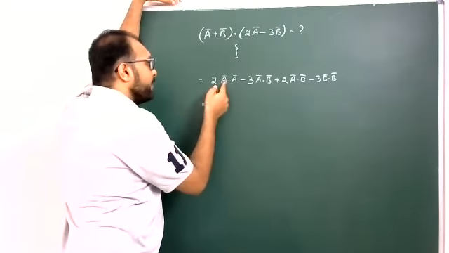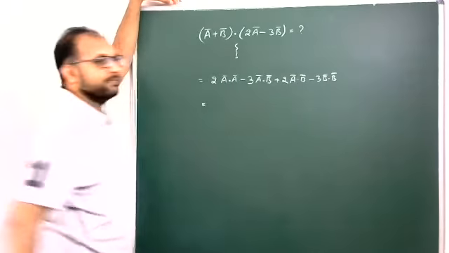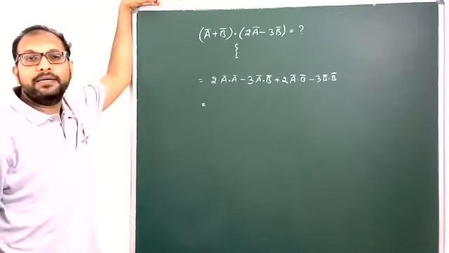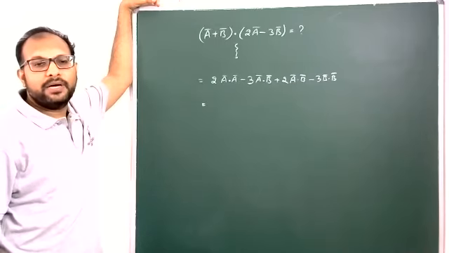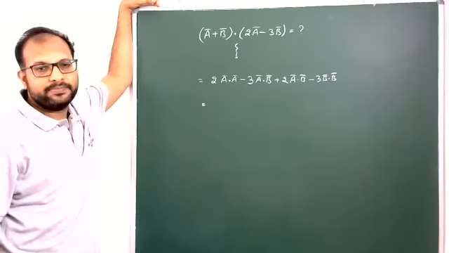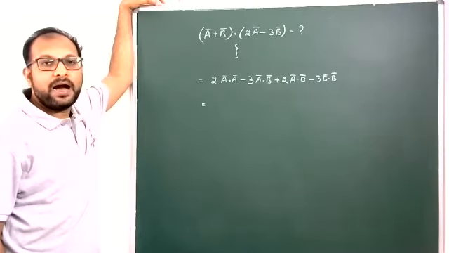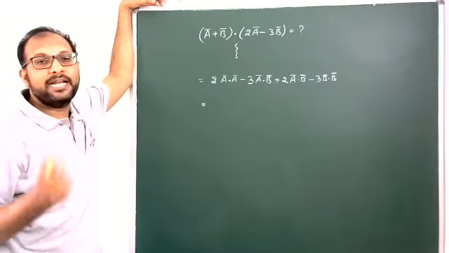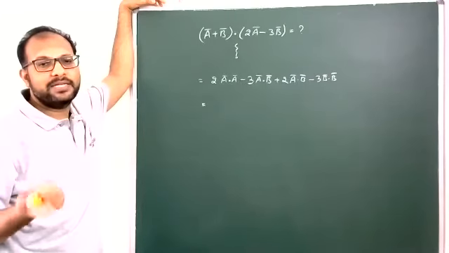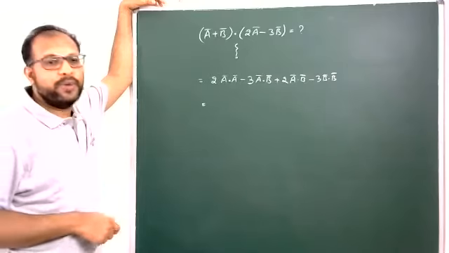Yes, here A bar dot A bar. A bar dot A bar is nothing but what now? Simply A square. Because A into A cos of 0, because the angle between same two vectors is 0, cos 0 is 1.